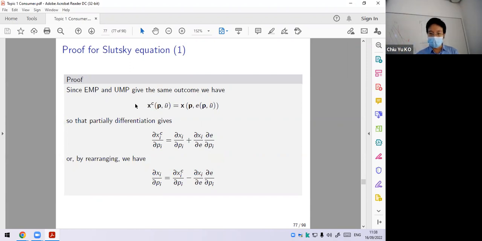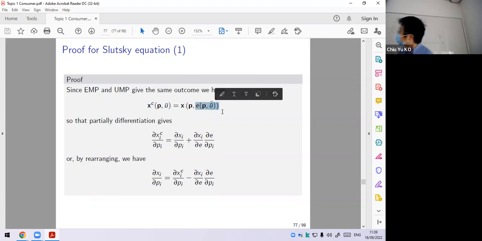What we base on is that the EMP and the UMP give the same result. So that's why the Hicksian demand at a certain level of utility should be the same as the Marshallian demand if your income changes based on the expenditure function. You can easily see why this is true, because the income is actually changing anyway in this setup.